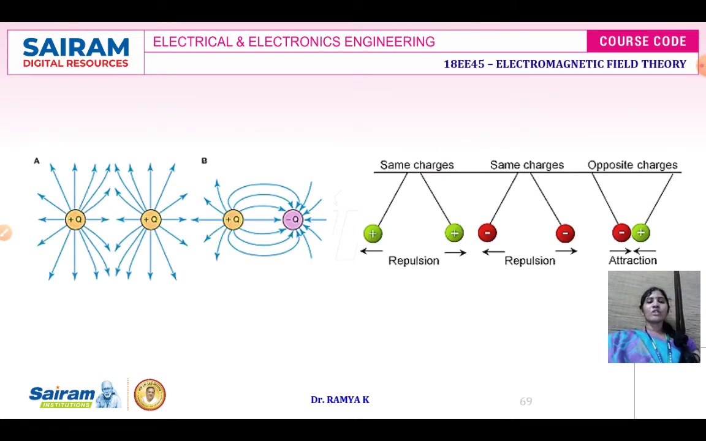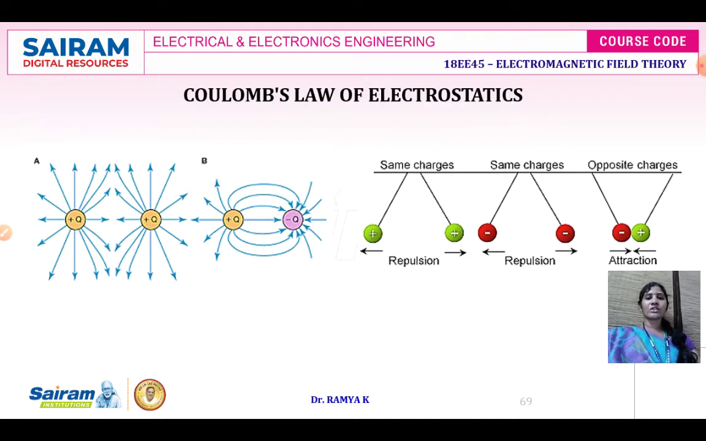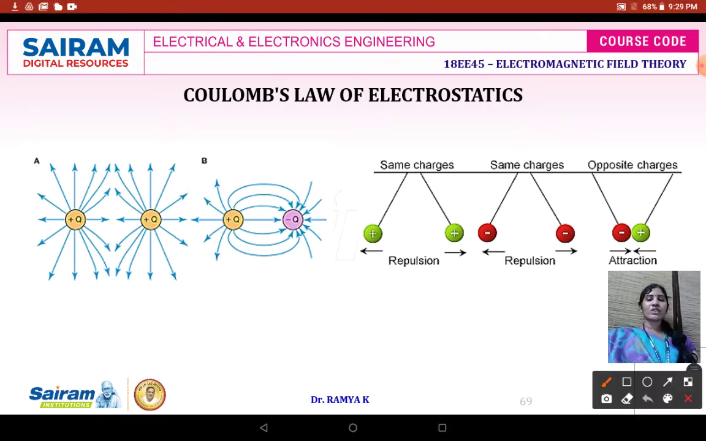Now we'll consider the concept of like charges and unlike charges, where we can frame Coulomb's laws of electrostatics. It has got two laws. The first law is that like charges repel each other and unlike charges attract each other. So here we have shown an example of like charges.